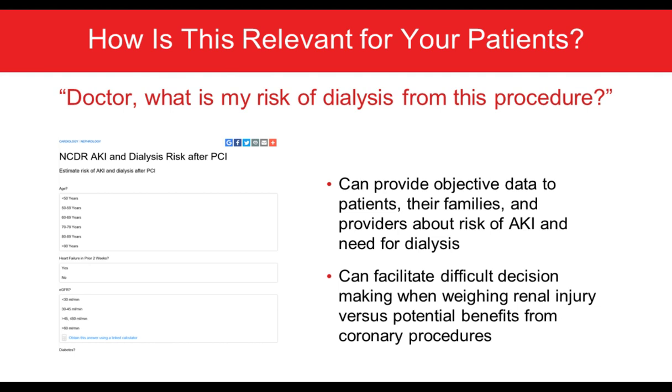So I feel like this provides me as a cardiologist with objective data to share with patients, their families, and other providers about these risks, and it can help facilitate difficult decisions. Many times when we plug in these data, we find that the risk of acute kidney injury may be moderate, but the risk of dialysis is relatively low. And by sharing that information with the patient, I think we empower them to make more informed decisions about cardiovascular care.